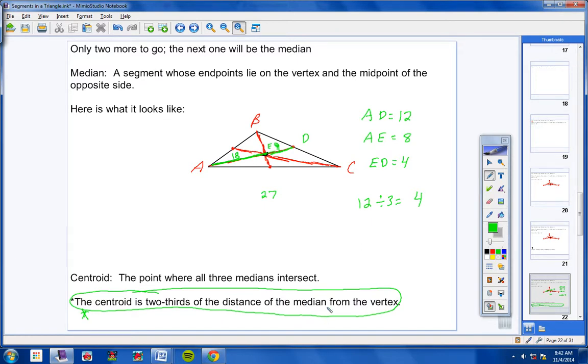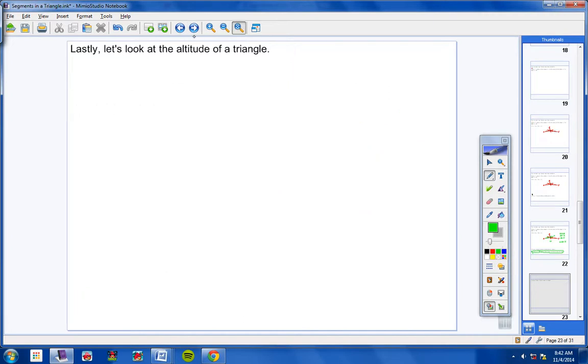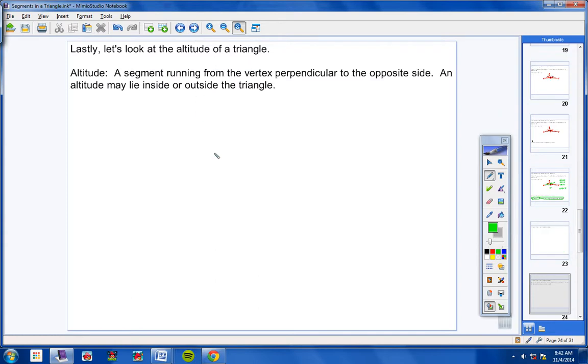Okay? Alright, moving on to finally our last special segment, and it's called the altitude of a triangle, okay? The altitude of a triangle. Go ahead and copy this in your notes, students. Here's the definition you need to know. Altitude: a segment running from the vertex perpendicular to the opposite side. Okay, a segment running from the vertex perpendicular to the opposite side.